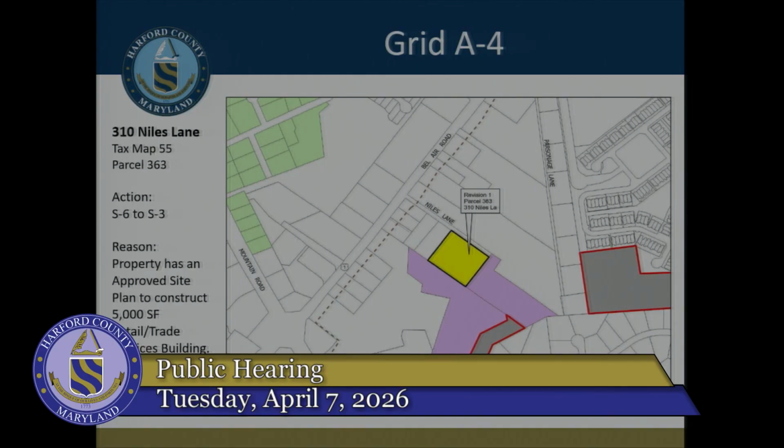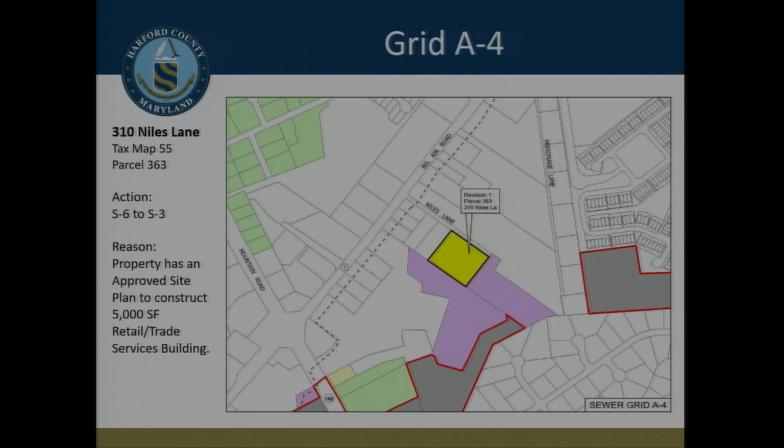All right, thank you. So the first section we have is tables and grids. Revision number 1 is located at 310 Niles Lane in Falston. Zoned CI, it is shown on grid A4 of the Water and Sewer Service Area maps and is identified as tax map 55, parcel 363.